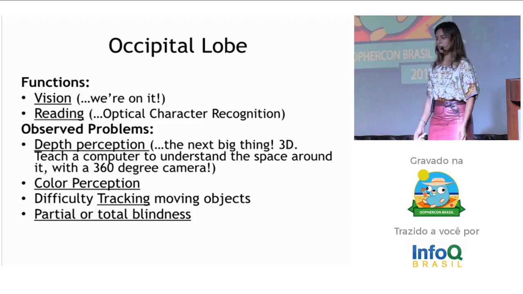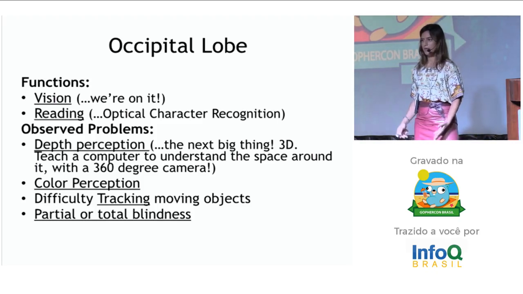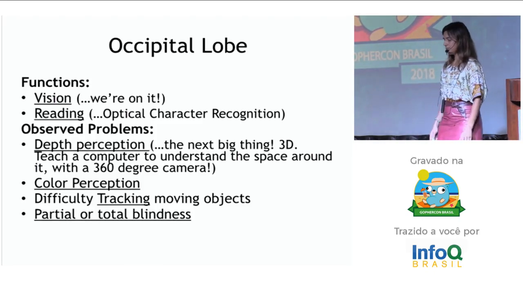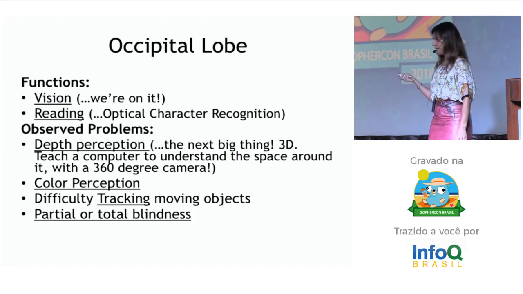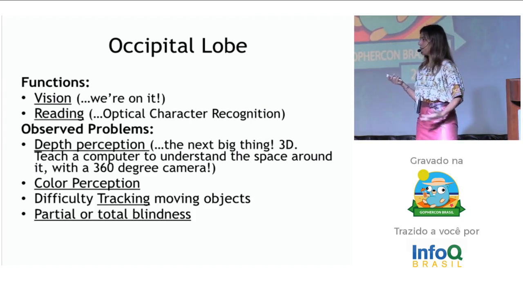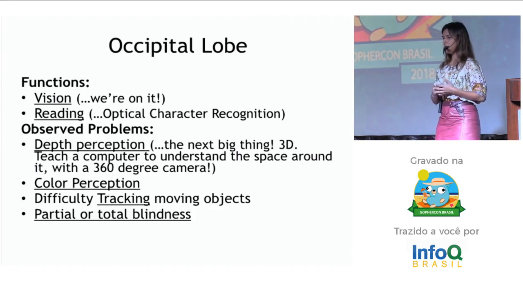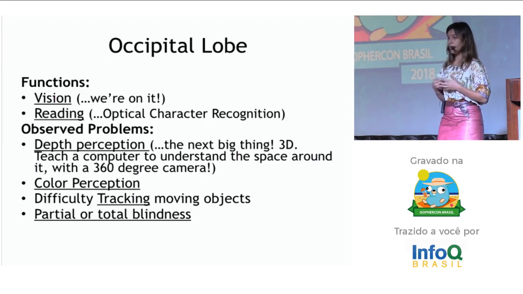But then we have problems with our occipital lobe and with our vision. For example, depth perception. Sometimes people have trouble understanding or seeing the distance involved. Then there's color perception, where some people have color blindness and they can't see certain colors. This is not a problem for computers. Sometimes we have difficulty tracking moving objects. And also we have partial or total blindness.